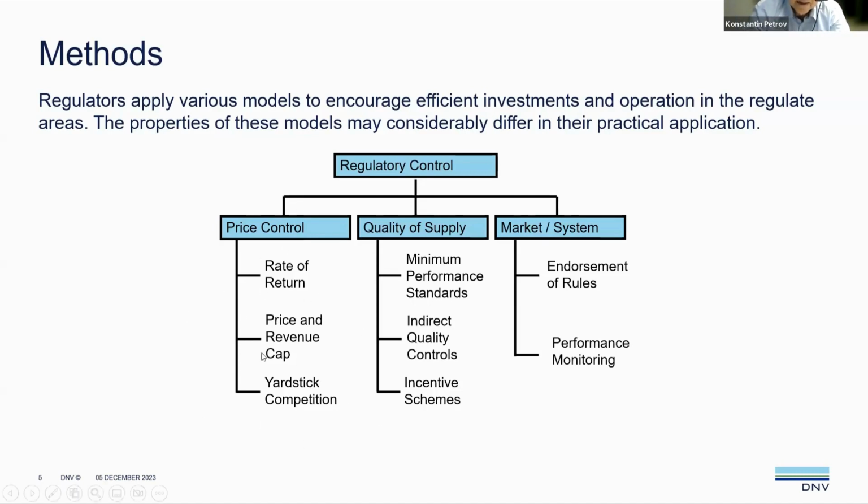And there are other methods. You can put in here price, revenue caps, yardstick, or other performance-based. One can group them as so-called incentive regulation, yeah? The first is rate of return, the classical cost of service, more cost-based regulation. And the second group, with many other subgroups, can be called incentive regulation.